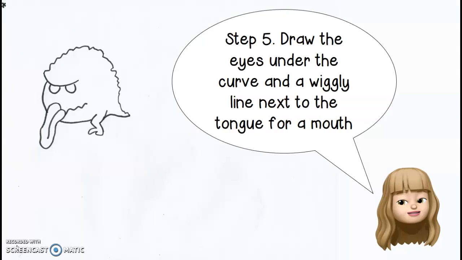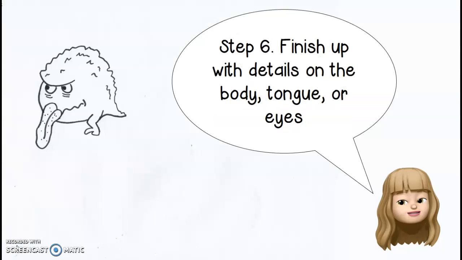Step 5 is to draw the eyes under that curve, that first curve, the curved line that we made, and then draw a little wiggly line next to the tongue to create its mouth. Step 6 is to finish up with any details on the body, on the tongue, in the eyes.